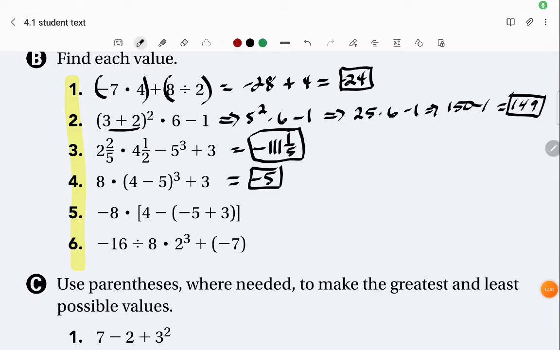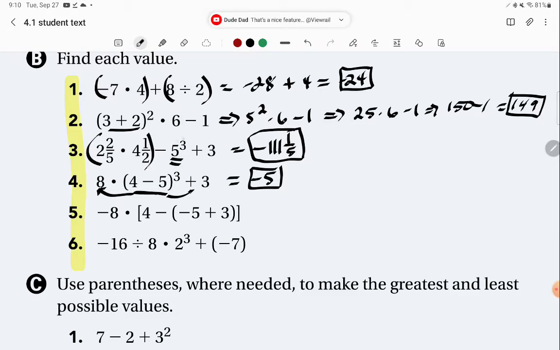And so if you check the next two, you should have negative 111 in the 5th. And then on number 4, you should have negative 5, right? So because on this one, you have to do this first and then multiply it by 8 and then add 3. And then here you would do, actually you would do this first. That gives you 5 to the 3rd, 125. And then you would take 2 2/5 times 4.5 and subtract 25, then add 3.